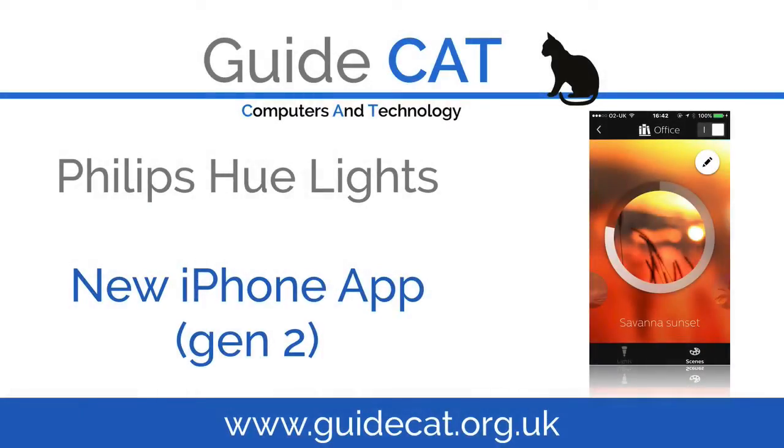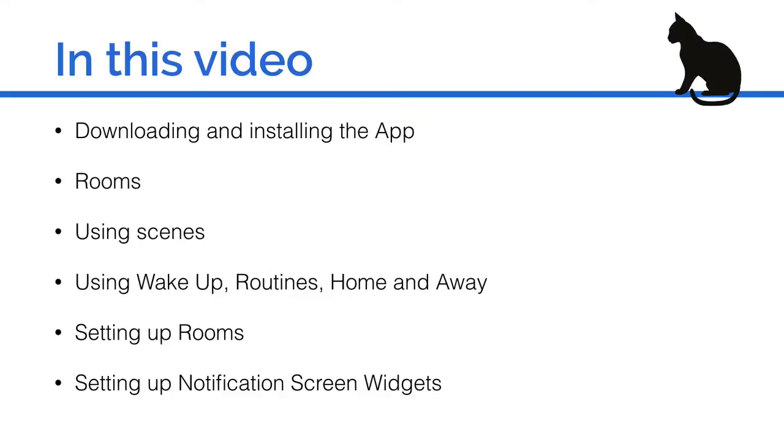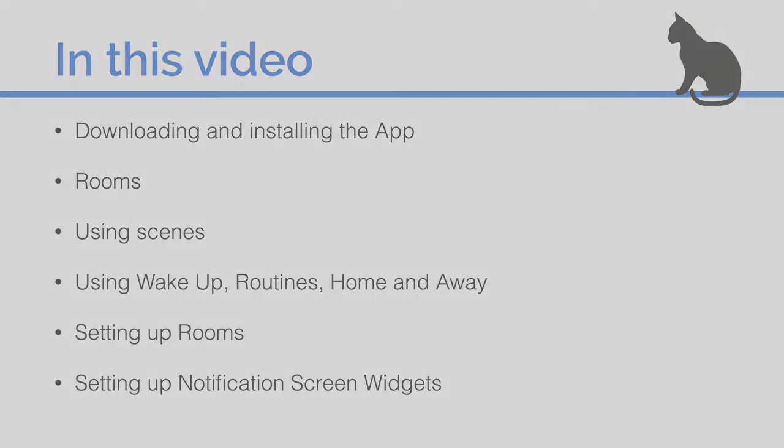Philips Hue Lights, the new iPhone app, Generation 2. In this video, we'll look at downloading and installing the app, rooms, using scenes, using the wake up feature, routines and the home and away, setting up rooms, and setting up notification screen widgets.